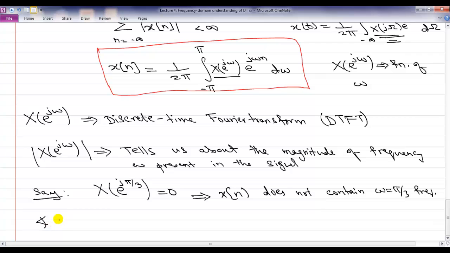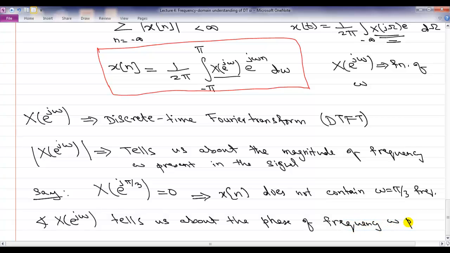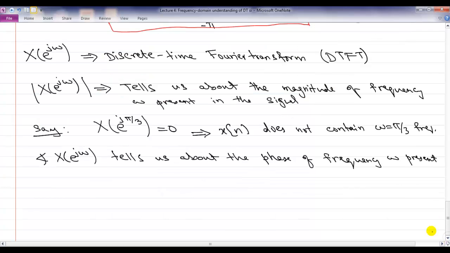Similarly, the phase of x of e to the j omega tells us about the phase of frequency little omega present in xn. Okay. So the role that x of e to the j omega plays is exactly the same as x of j capital omega. It tells us about the magnitude and the frequencies.